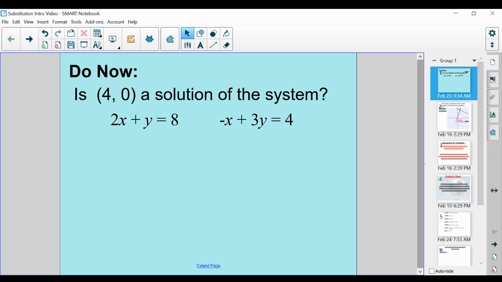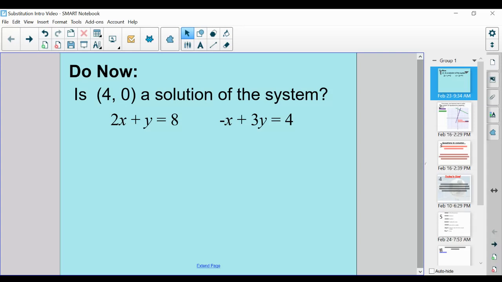So here's a quick do now for you. Is (4, 0) a solution of the following system? This system of equations consists of 2x + y = 8 and -x + 3y = 4. So is (4, 0) a solution to the system? If you substitute in x and y in each equation, do you get a true statement?